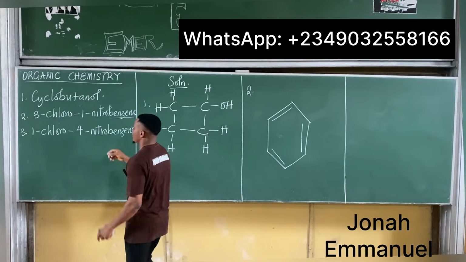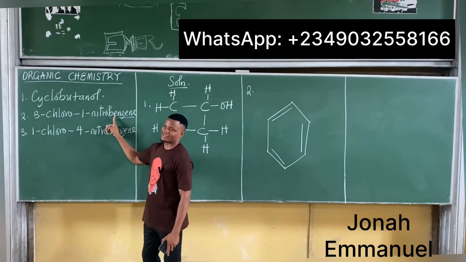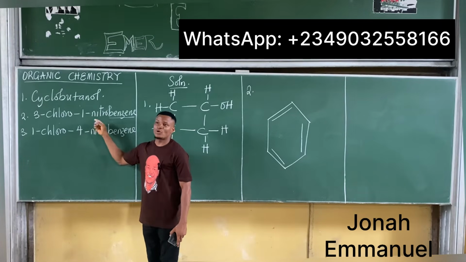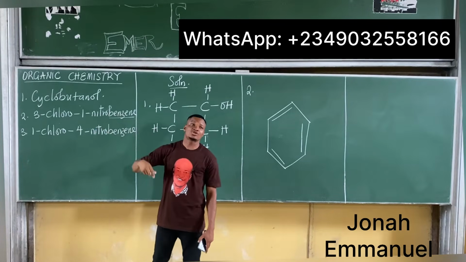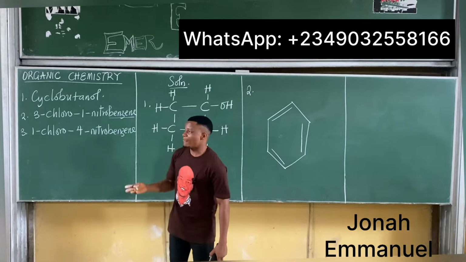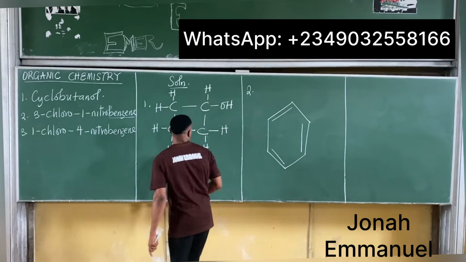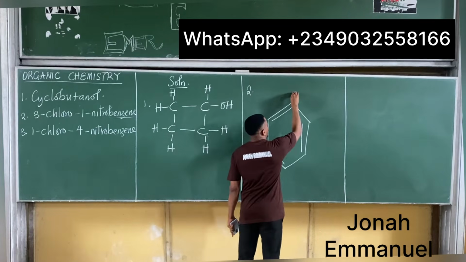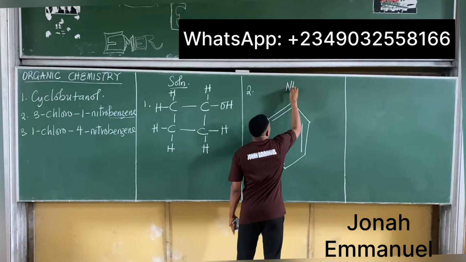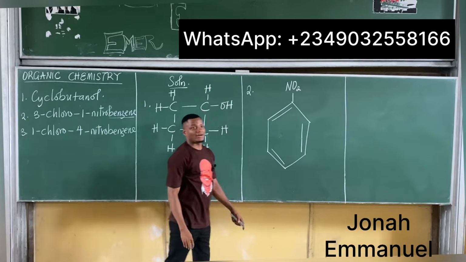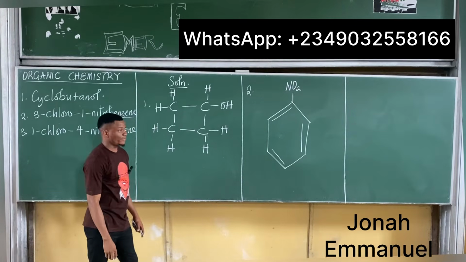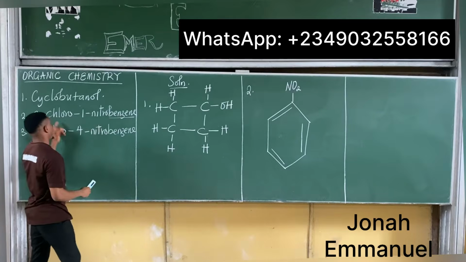Next up, I'm having a 1-nitrobenzene, please. To put your nitro, it's usually NO2. And when you now say 1-nitro, it means that nitro should come here. So I'm having this as NO2. So I have 1-nitrobenzene. Finally, I also have what there?